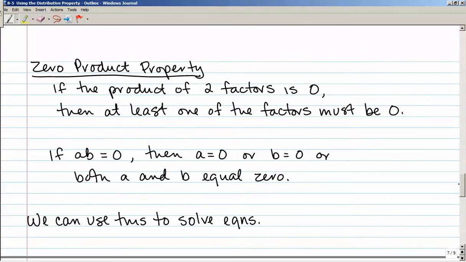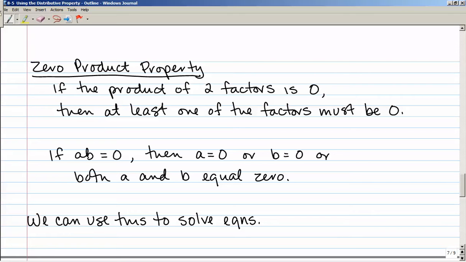And the last concept we're going to take a look at here is called the zero product property. And this is a way to solve equations. So it basically says if the product of 2 factors is 0, then at least one of the factors must be 0. In other words, if you're multiplying 2 things and they multiply to a 0, then at least one of those must be 0.